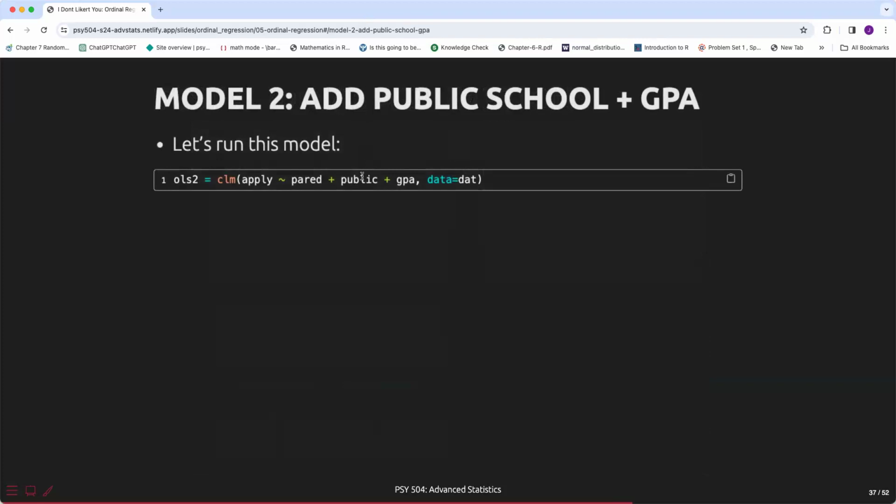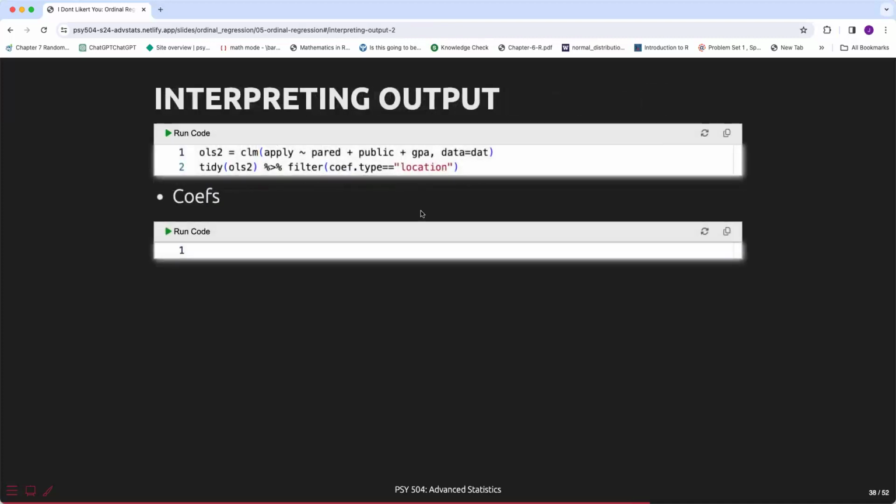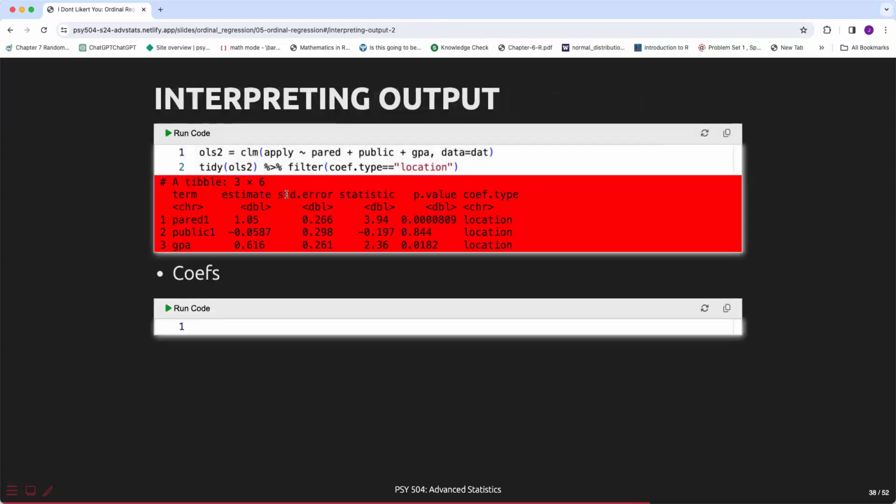All right. So now let's get a little bit more complicated and add some more variables into our model. Let's go ahead and add in public. So did you go to a public school or a private school? And let's add in GPA to our model. Let's go ahead and run that model here. This is just giving us the coefficients, not the thresholds. So we're not going to interpret the parent education one because we already did, but let's interpret public and GPA. The reason I wanted to interpret public, and we'll notice that the p-value is not statistically significant, but we're going to interpret it anyways. You shouldn't do this in practice, but for demonstrative purposes, we're just going to interpret it.